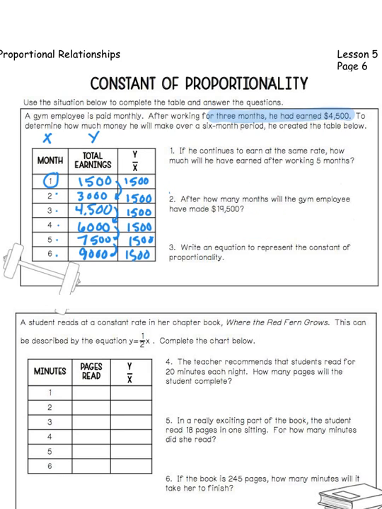All right, next problem number 1 says, if he continues to earn at the same rate, how much would he have earned after working 5 months? And because we've created the table, that's going to be easy to find. So we're going to look at our 5 months, and we can see that he earned $7,500 in 5 months.